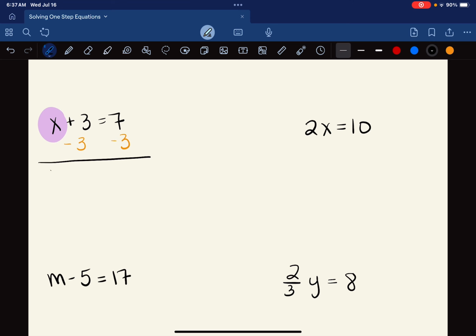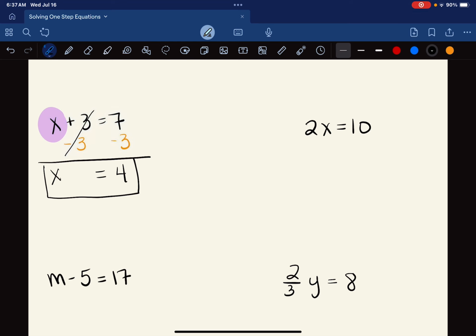So I'm going to bring down my x variable. I didn't do anything with that. And then plus 3 minus 3, those inverse operations cancel each other out. And then I am left with equal sign 7 minus 3. Well, 7 minus 3 is just 4. And here I can see that my x variable is equal to 4. Go to your next equation.